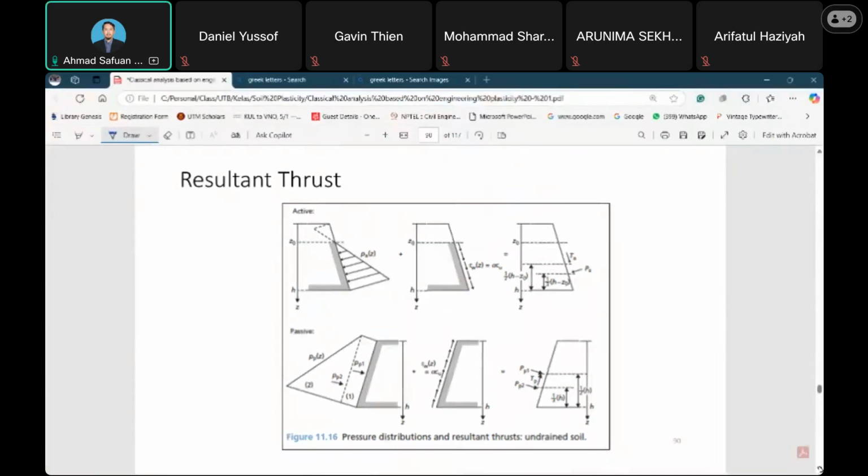Similar to what we have discussed in the previous example, we need to determine the area of the stress distribution diagrams.